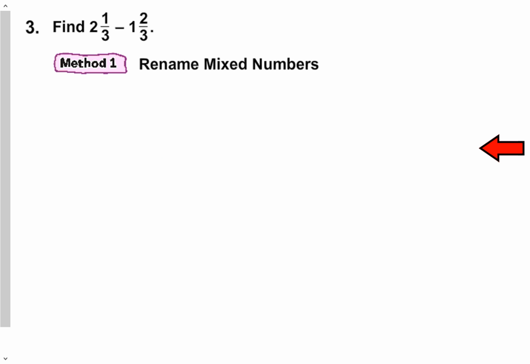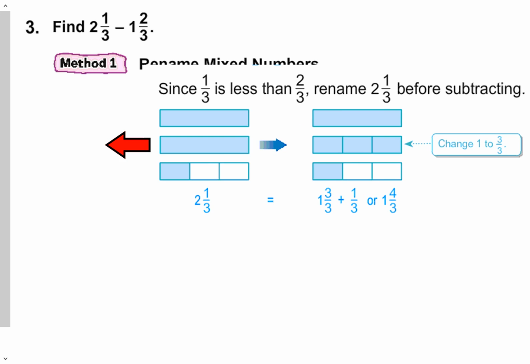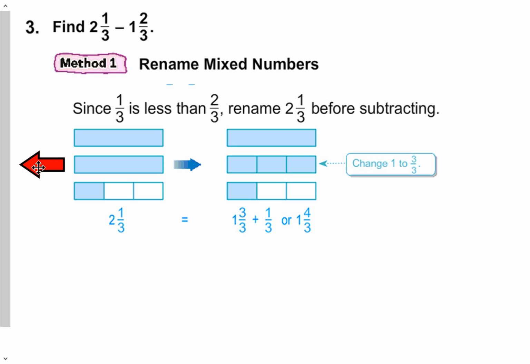Here's example number 3. This involves subtracting when the second numerator is larger than the first numerator. There are two basic methods when you're doing this. The first method is to rename mixed numbers. Again, since 1/3 is less than 2/3, you have to rename the first fraction because you can't take 2 away from 1. So I'm just going to show you this little diagram really quick.